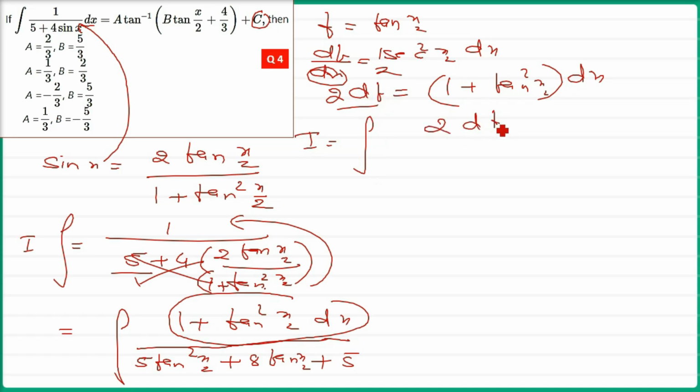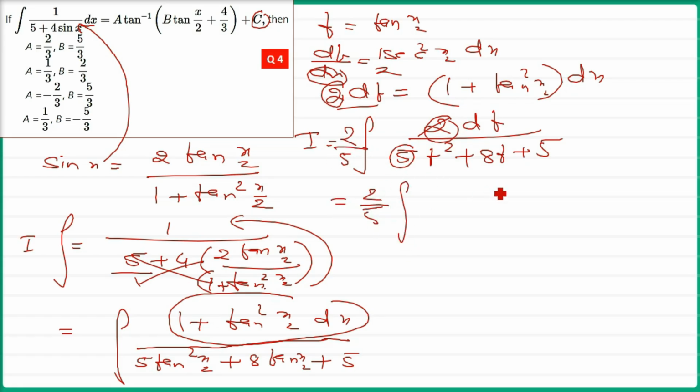2 dt in the numerator and denominator is 5 tan square x by 2. You have taken tan x by 2 as t. So 5t square plus 8t plus 5. Now let's take this 5 outside because we need to make the denominator a perfect square. For that we need this 5 outside. So you can take 2 outside from here, 5 from here. Taking 5 outside, that means you have to divide 5t square plus 8t plus 5 by 5. All of these terms need to be divided by 5. So t square plus 8t by 5 plus 5 by 5 is 1.